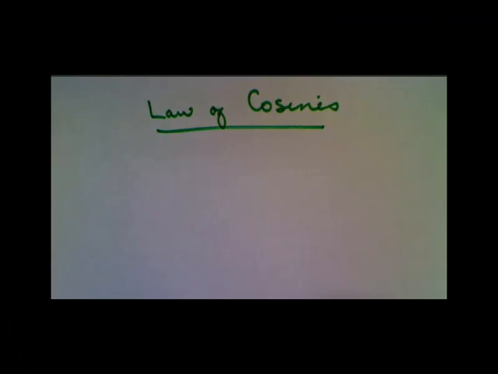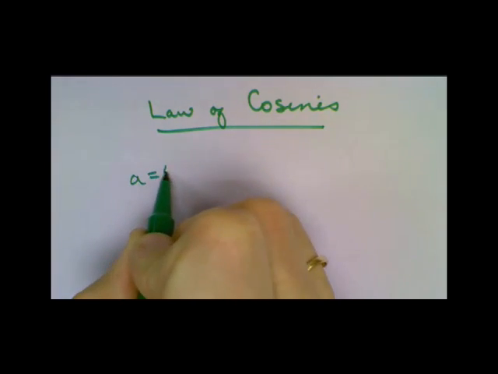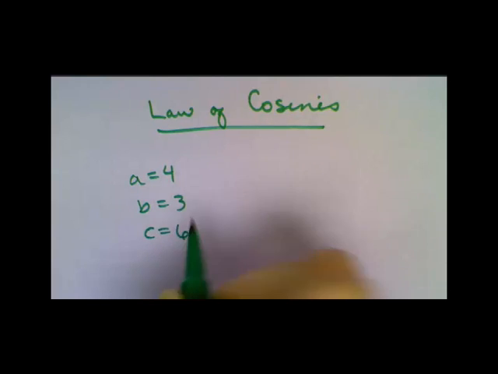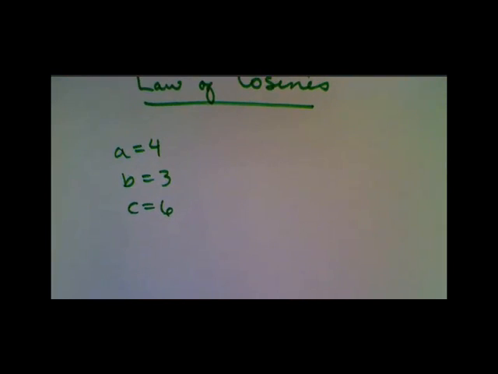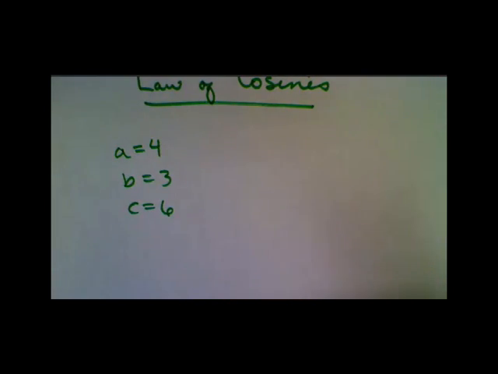All right, let's talk about law of cosines problems. Let's talk about if you're given three sides. A is 4, B is 3, C is 6. When you use law of cosines with three sides, you obviously have to solve for one of the angles. You don't have anything opposite, so you can't use law of sines.